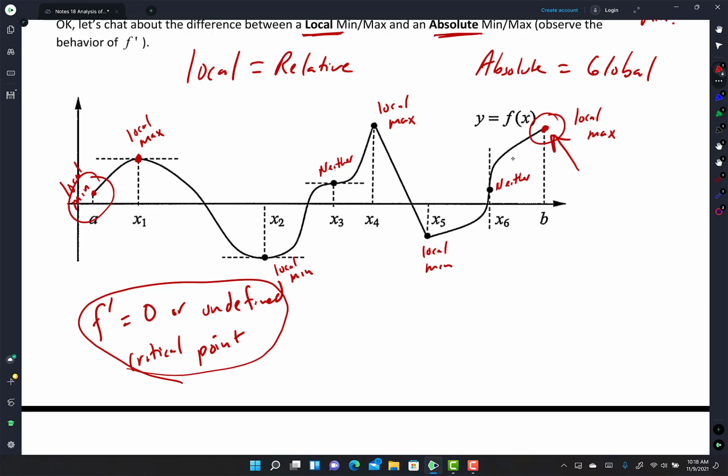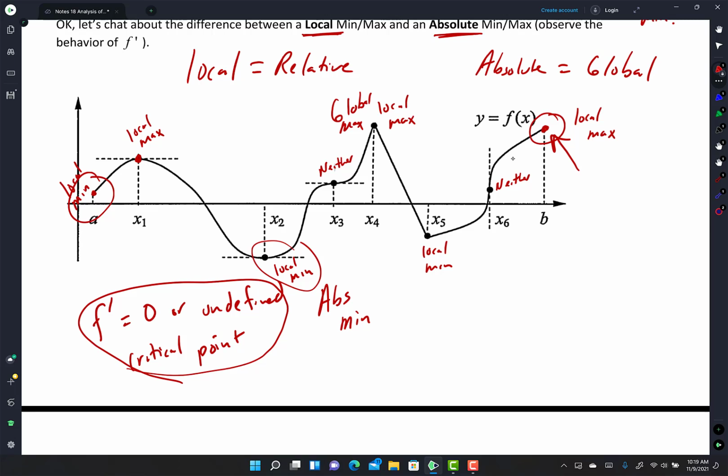Do I have what looks to be an absolute max? It looks like it is X4. It looks like it just barely beats out letter B over there. So it looks like this is a global max. Everything is always local, but not all locals are globals. Does that make sense to you guys? All right. Does there appear to be an absolute min? Which one does it look like to you? X2, that's the absolute min. Are we okay?